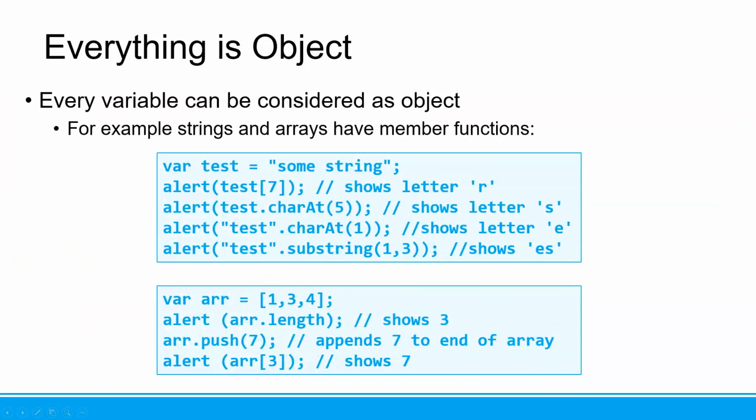In JavaScript, they call everything as an object. Every variable can be considered as an object. For example, string and array. So string and arrays have member functions. So I have test, and then I have the word some string. Alert test 7. What does it mean?